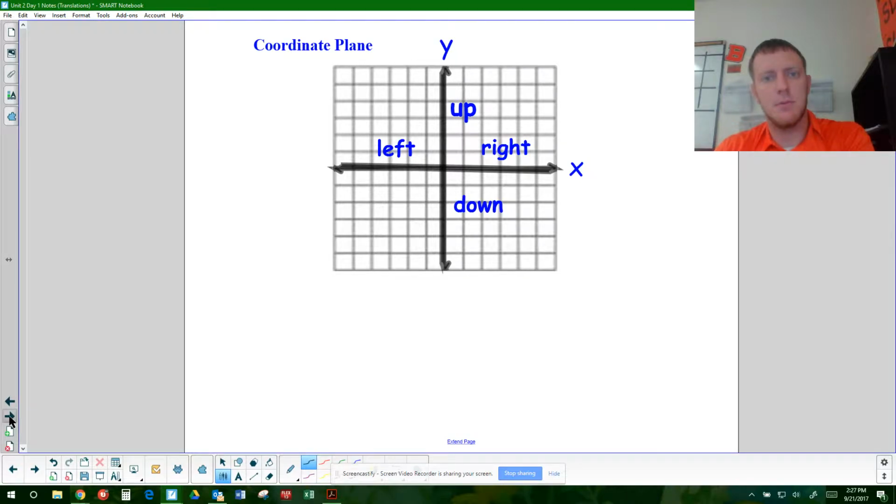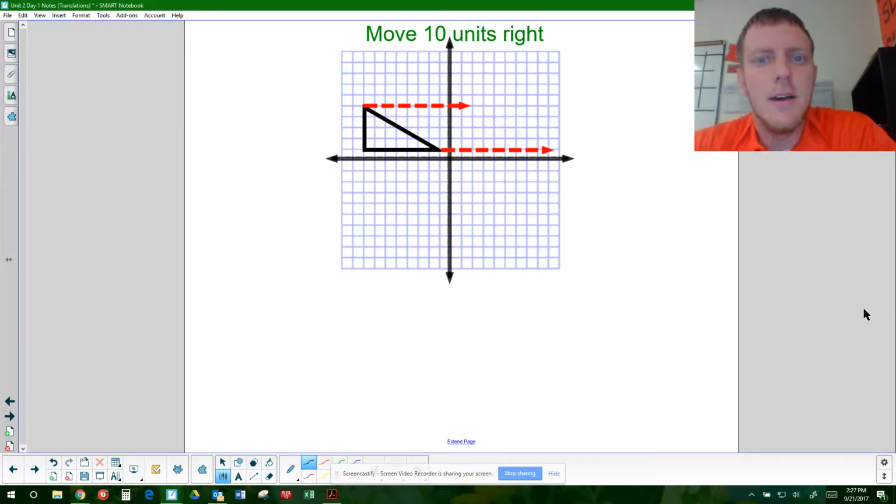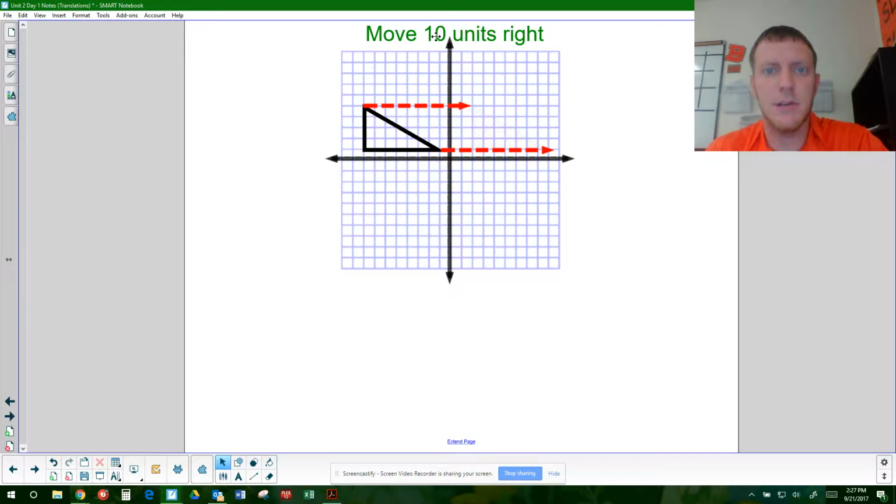Coordinate plane, X, Y, up, down, left, right. In case you don't know how to graph by now, this chapter is going to be tough for you. All right, moving. So it's really easy to translate when you already have the picture. All you have to do is move it however many units it says. So if I wanted to move 10 units right, I would count each point and slide it 10 to the right. It would look something like that. You just count. That's all you're doing for translating. You count left or right, up or down.